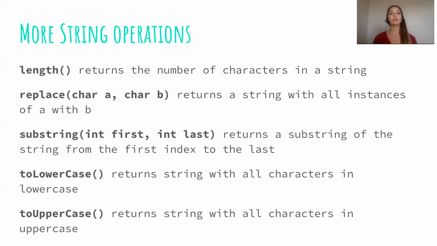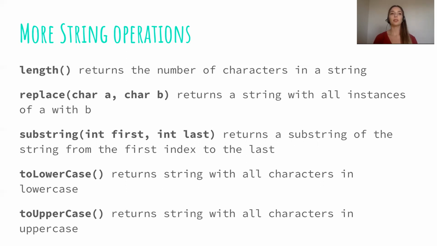Replace returns a string with all the instances of A replaced with B. So you pass in a character here and you pass in another character here. And it has to be a char, so you have to put it in single quotes. What it'll do is go through the whole string, and any instance of the first character, it's going to replace with the second character that you pass in. So if I say x.replace A with B, then everywhere there's an A, it's going to return a string having B anywhere where it had A.